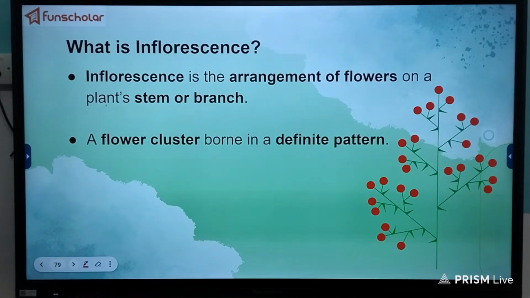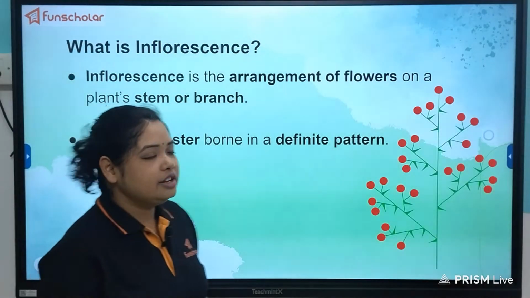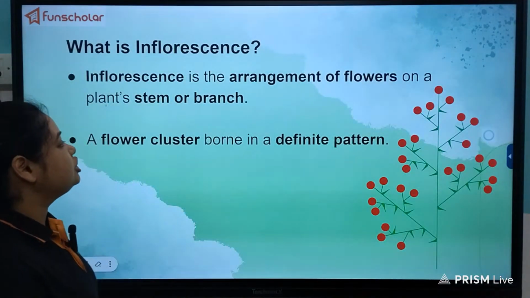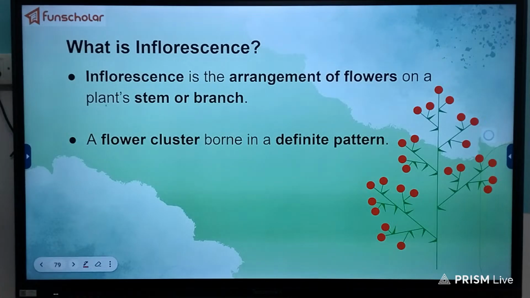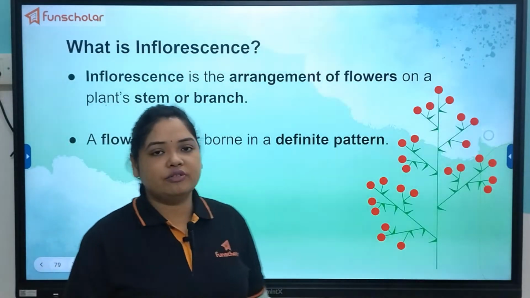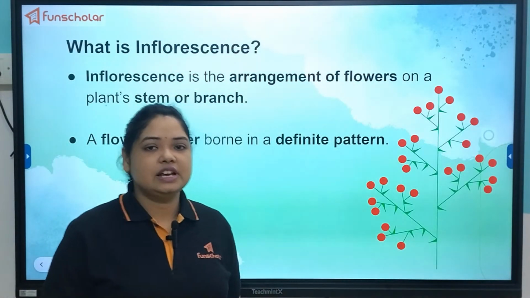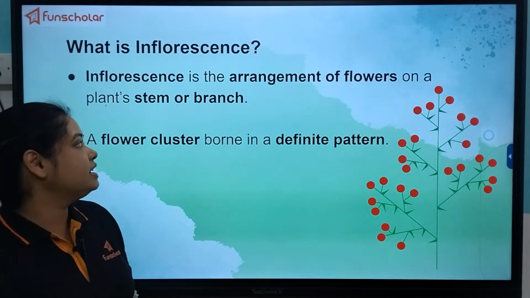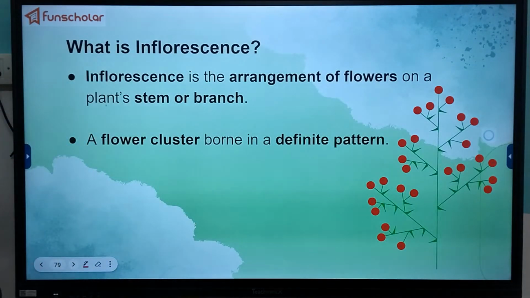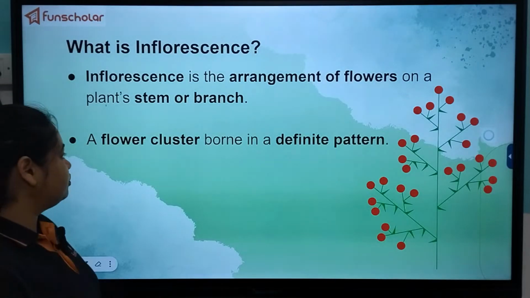Finally, we come to the topic of inflorescence. Inflorescence means the arrangement of flowers on the plant stem or branch. Just like the arrangement of ovules which we have discussed, the inflorescence describes the arrangement of flowers on the stem, or the floral stem, as we say.